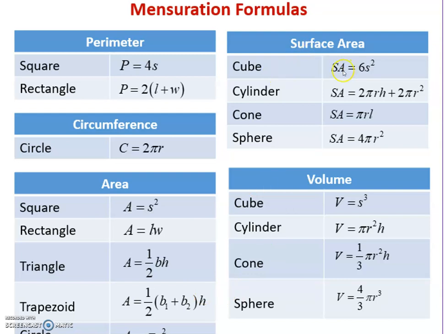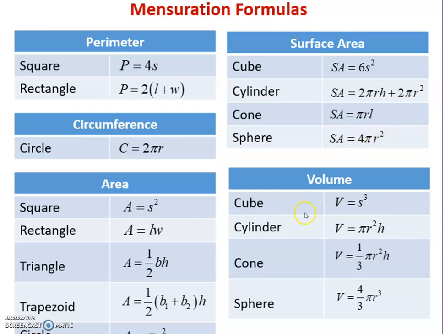Now surface area. Cube: surface area is 6S square. Cylinder: these are three-dimensional shapes. Surface area is 2 pi r h plus 2 pi r square. Cone: surface area is given by pi r L. Sphere: surface area is 4 pi r square.